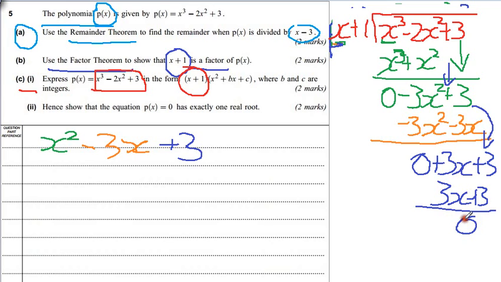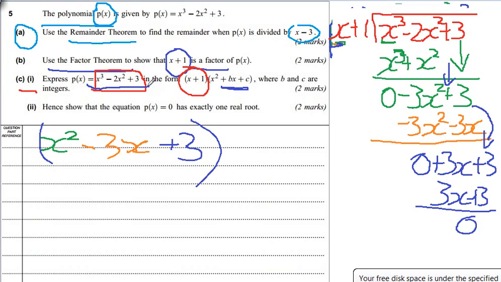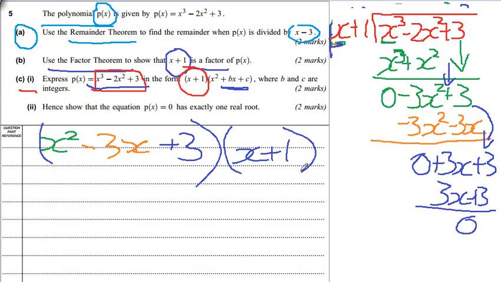Look at that, it comes out as 0, of course it does. We knew it was going to from the first place. So there it is, that's your B and that's your C from there. So you can just write down that the whole thing, all of this, x cubed minus 2x squared plus 3 is equal to x plus 1 times by x squared minus 3x plus 3. That's your answer for that question.